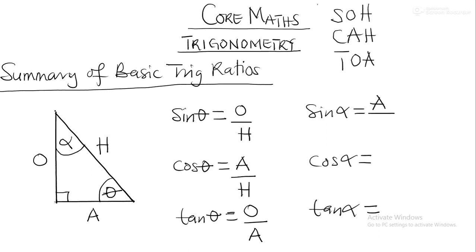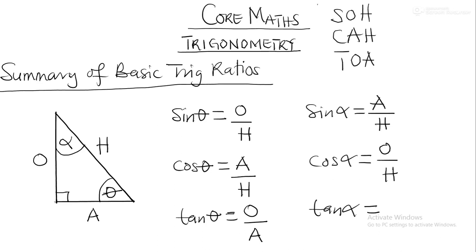Our hypotenuse is always the longest side, or the side facing the 90-degree angle. So it's H. So sine alpha is A over H. Now let's move on to cos alpha. We know that cos is always adjacent over hypotenuse. On our diagram, which side of the right angle triangle is adjacent to our reference angle alpha? The side labeled O. So this is our adjacent, and this is always our hypotenuse. So we have O over H as the ratio for cos alpha.